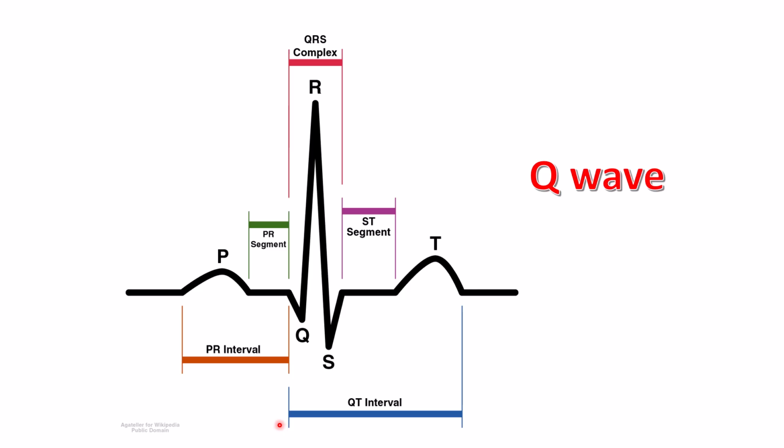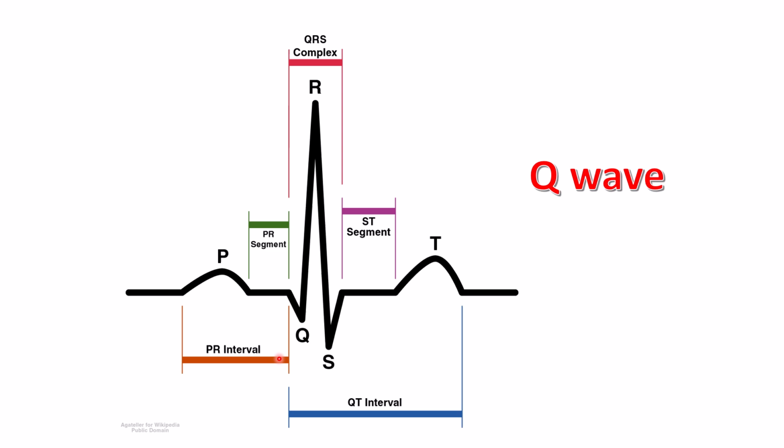What does Q wave represent? Before that, in short, I will be describing what is P wave. P wave is atrial contraction or atrial depolarization. QRS is ventricular depolarization or ventricular contraction. T wave is ventricular repolarization.